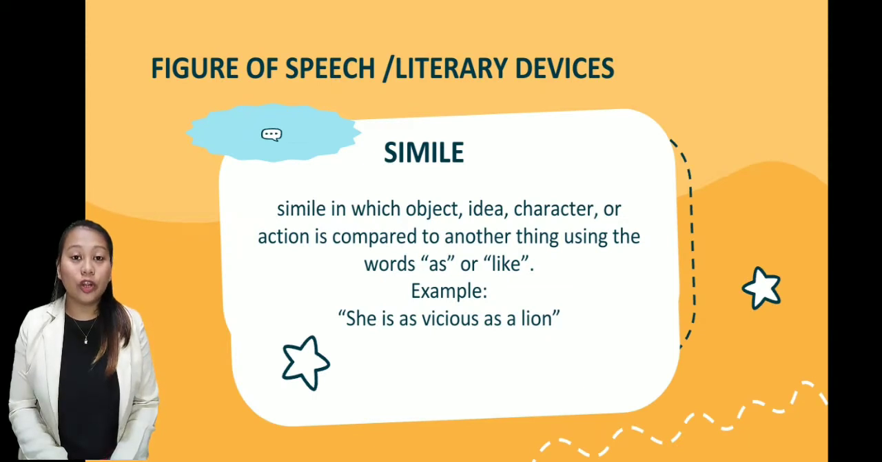The first figure of speech or literary device that we are going to discuss for today is simile. Simile is when an object, idea, character, or action is compared to another thing using the word as or like. An example of simile is, she is as vicious as a lion.